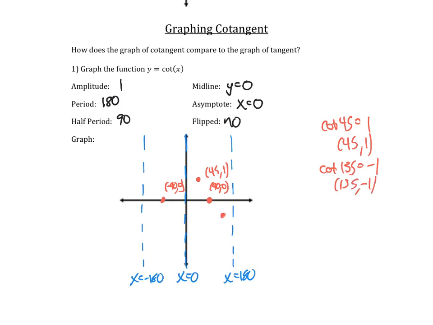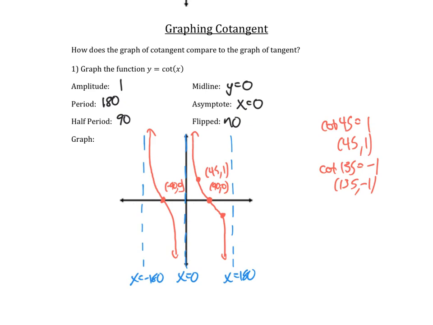So what's happening here? Instead of rising, my cotangent graph is falling. And you're going to have the same thing over here, a falling graph. So what are some of the differences between the cotangent and tangent graphs? One is the cotangent graph is falling as you work your way left to right, where tangent is rising. And also the asymptotes are at different places.